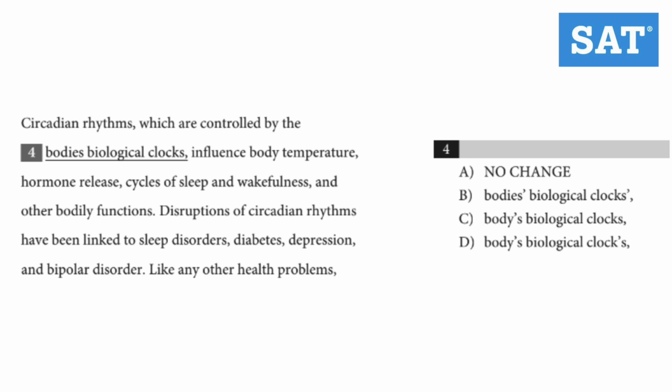How do we decide whether it's A, B, C, or D? Here's the process. First, you need to decide whether there is a singular noun or a plural noun. Circadian rhythms, which are controlled by the body's biological clock. Is it one body or is it many bodies? Well, it sounds like we're talking about just one body. Therefore, answer choices A and B are out. Now, is there a possession? Body's biological clocks. Biological clocks of the body. That means that there is possession, and that means we are going to choose answer choice C.